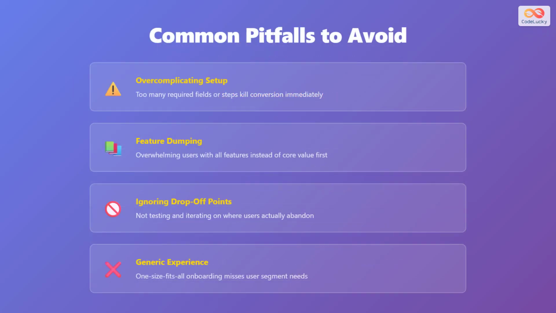Watch out for these common mistakes. Overcomplicating setup kills conversion immediately. Too many required fields or steps lose users fast. Feature dumping overwhelms users with all capabilities instead of focusing on core value first. Ignoring drop-off points means you're not testing and iterating where users actually abandon. Generic experiences miss the needs of different user segments. Personalization matters more than you think.